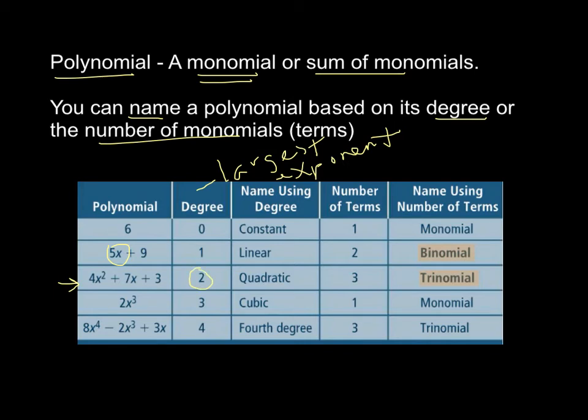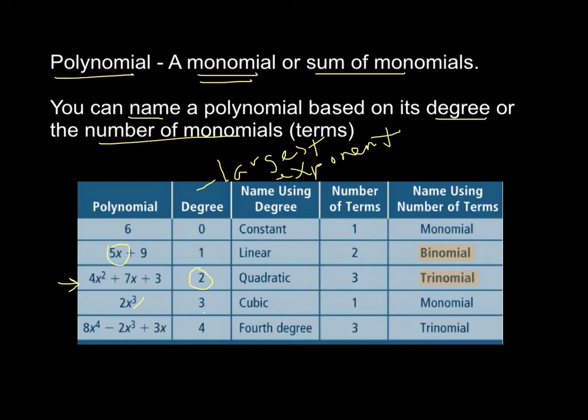And we're going to work extensively with quadratics later on in the unit. It has 3 terms in it, the 4x squared, the 7x, and the 3, so we call that a trinomial. Tri is for 3. In this next one here, we've got a 2x cubed. And x cubed is a third degree because that's the highest power, and we call that a cubic. There's only one term, so again we would consider this to be a monomial.